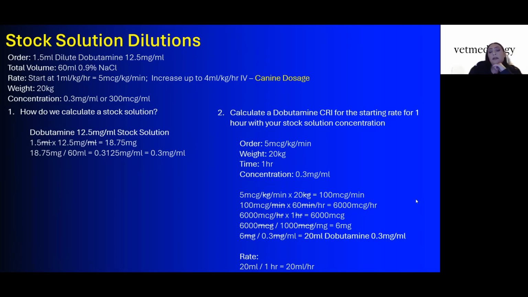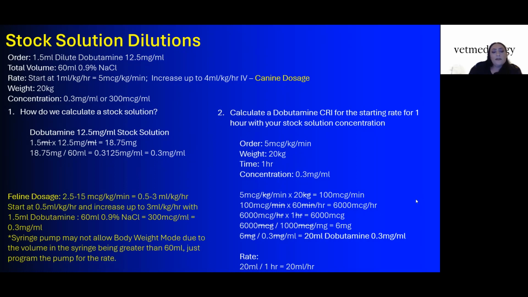5 mics per kg per minute times 20 kgs equals 100 mics per minute. 100 mics per minute times 60 minutes an hour equals 6,000 mics an hour. 6,000 mics an hour times 1 hour equals 6,000 mics. 6,000 mics divided by 1,000 mics per mg equals 6 milligrams. 6 milligrams divided by 0.3 mg per mil equals 20 mils dobutamine at the 0.3 mg per mil concentration. And the rate is 20 mils divided by 1 hour equals 20 mils per hour.